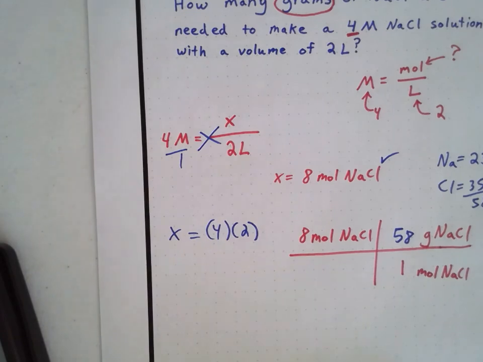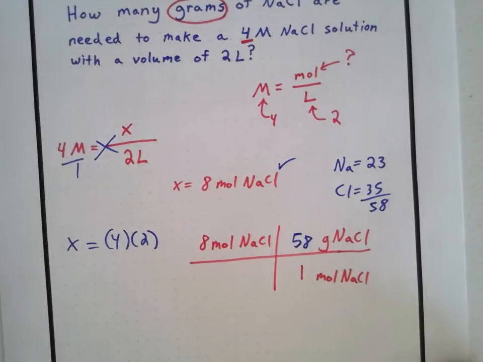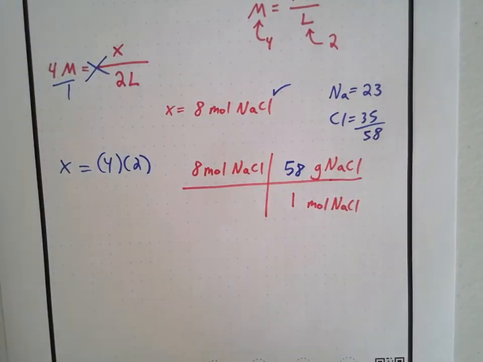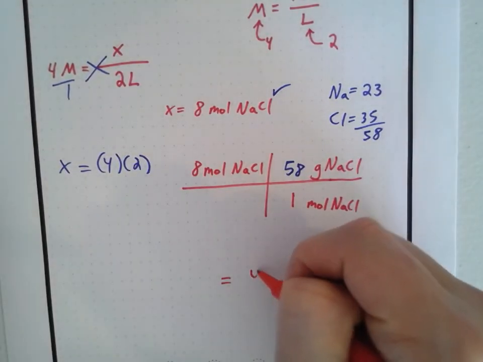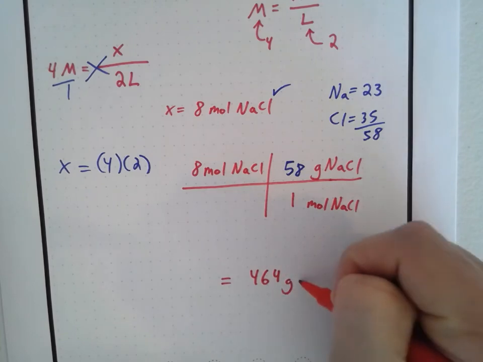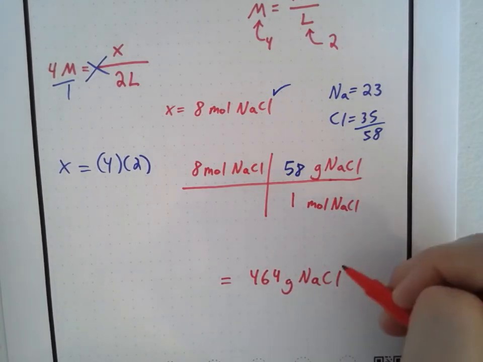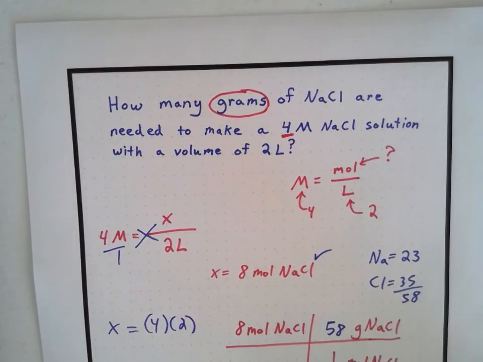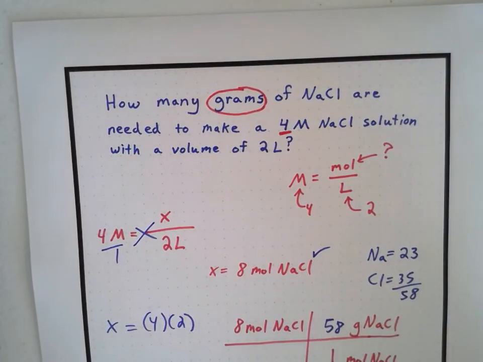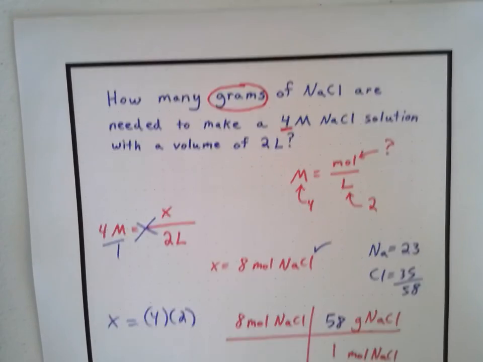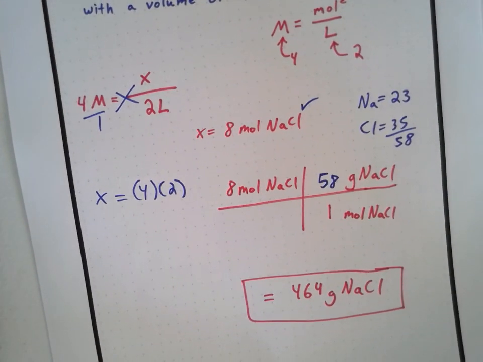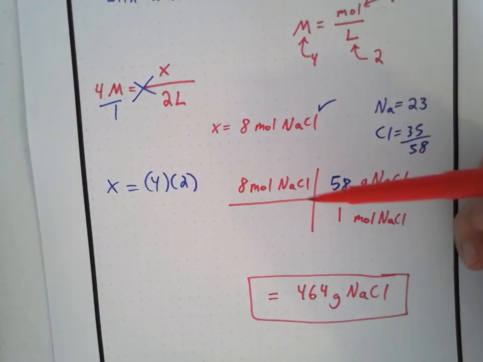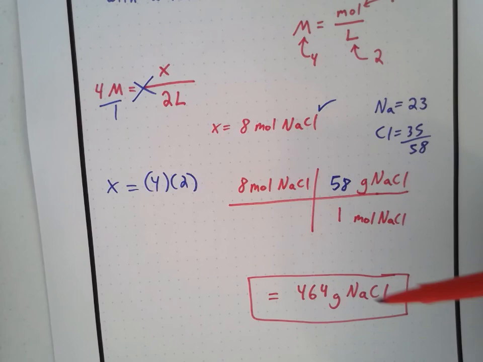So that means our actual answer, and we can write this closer to the bottom here, would be 464 grams of sodium chloride. So again, the question was, how many grams of salt are needed to make a 4 molar solution with a volume of 2 liters? And the process we went through, again, we solved for moles using some algebra, and then we converted moles to grams, and we found our end goal, our final answer of 464.